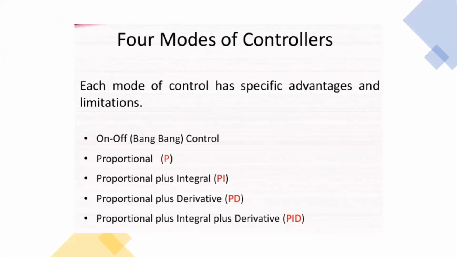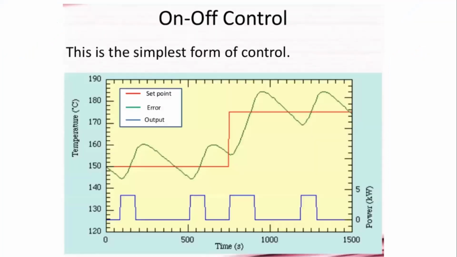Modes of controllers. Each mode of control has specific advantages and limitations: on-off control, proportional, proportional plus integral, proportional plus derivative, and proportional plus integral plus derivative. On-off control is the simplest form of control.